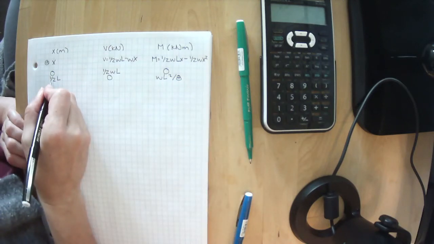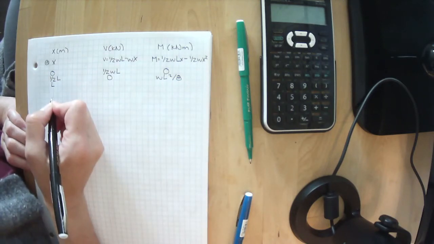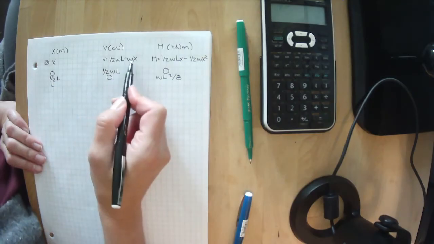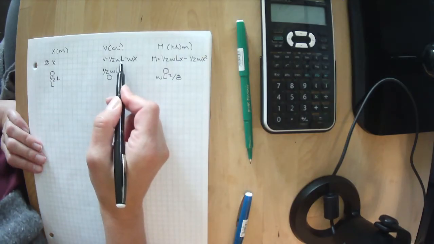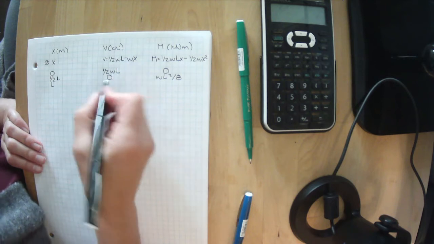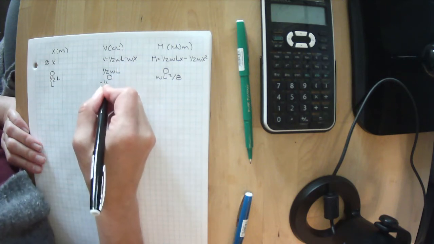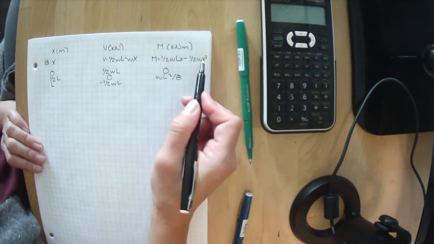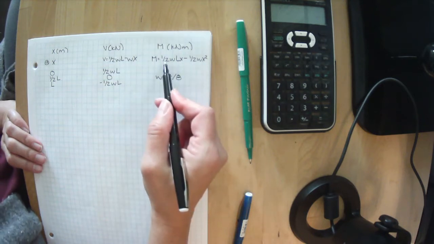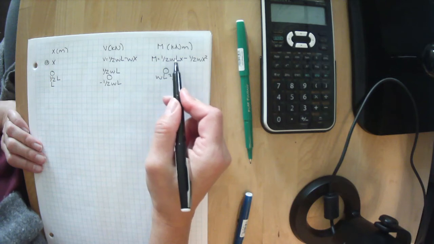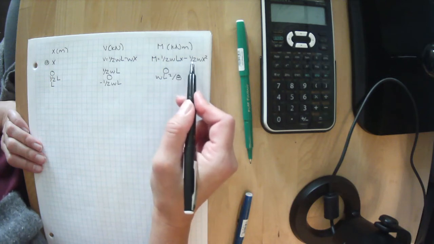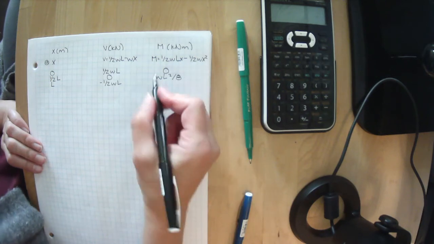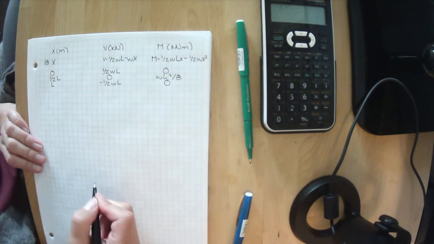What about when x equals L? So at the other end, we plug L in here. We have 1/2 WL minus WL. We end up with minus 1/2 WL. If we plug L in for x in the moment equation, we end up with 1/2 WL squared minus 1/2 WL squared, or 0.